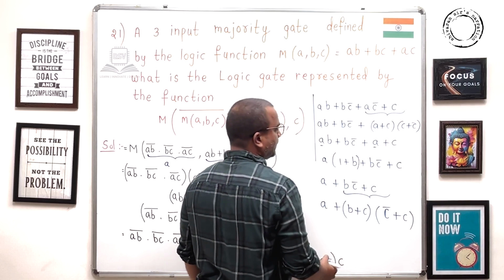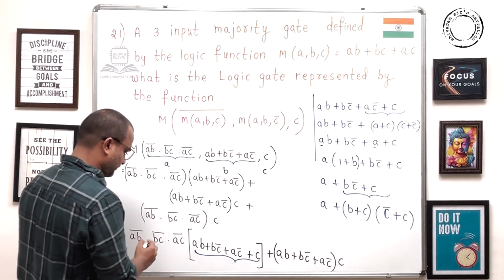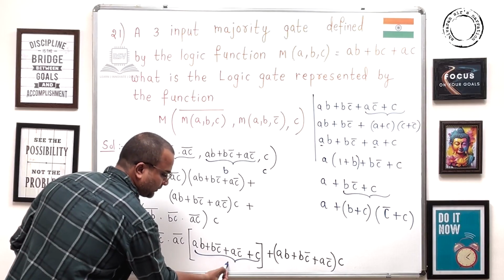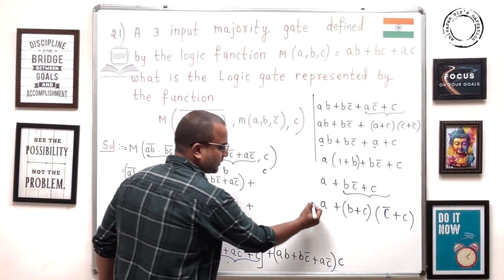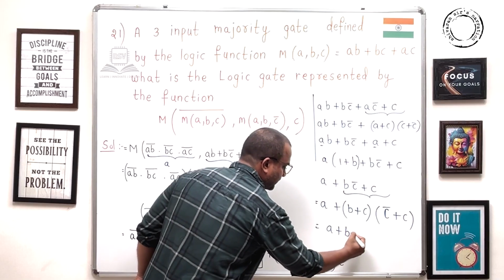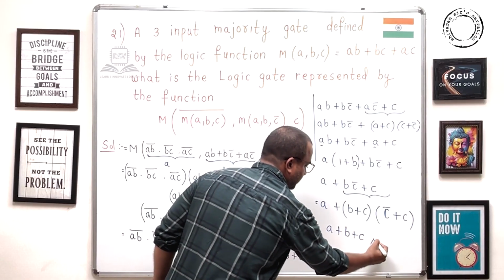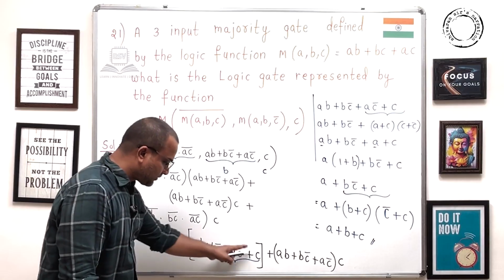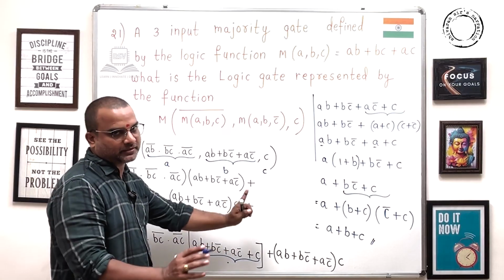Hence guys, for this term the simplified expression is A plus B plus C. Okay? So in place of this, you can write A plus B plus C.